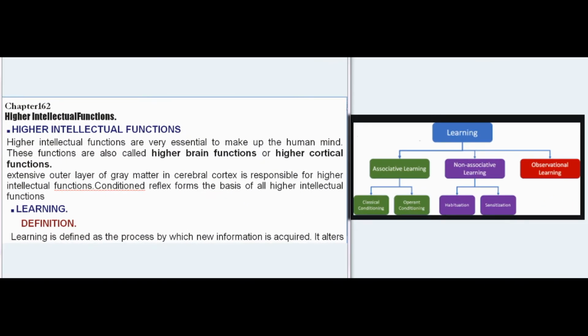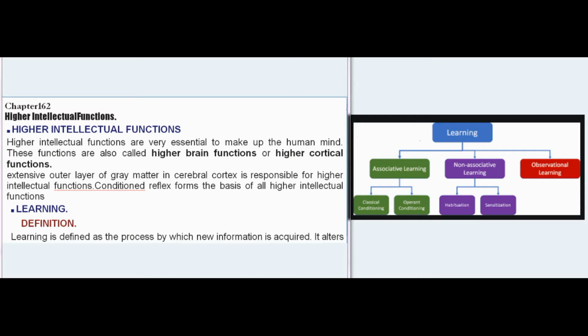Chapter 162, Higher Intellectual Functions. Higher intellectual functions are very essential to make up the human mind. These functions are also called higher brain functions or higher cortical functions. Extensive outer layer of gray matter in cerebral cortex is responsible for higher intellectual functions. Conditioned reflex forms the basis of all higher intellectual functions.